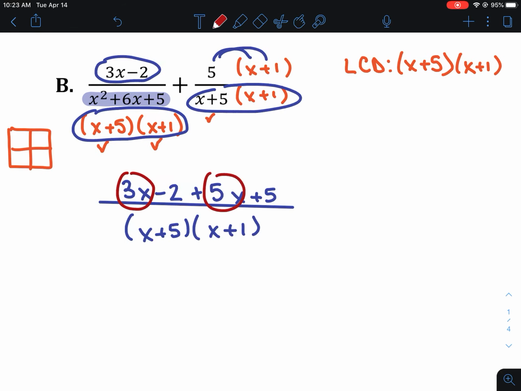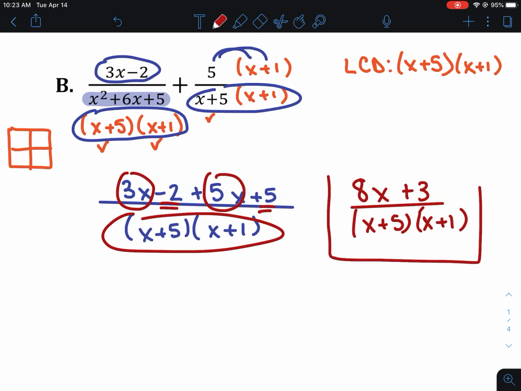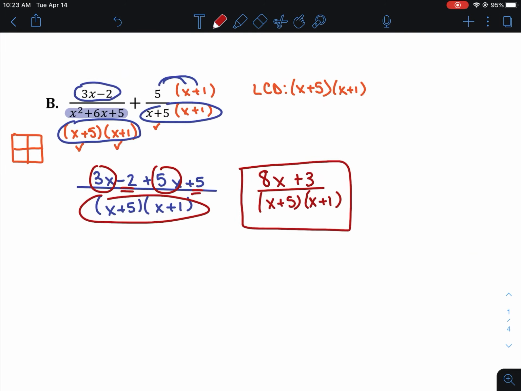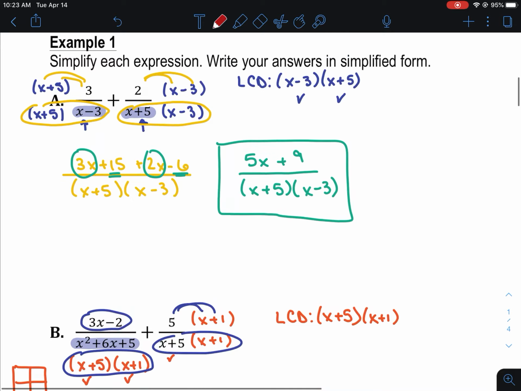Combine like terms. I have 8x plus 3, and my denominator is x plus 5, x plus 1. Nothing to factor, nothing to cancel. Okay. So the biggest thing is we need to have like denominators in order to add or subtract.